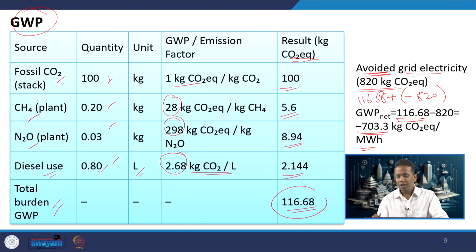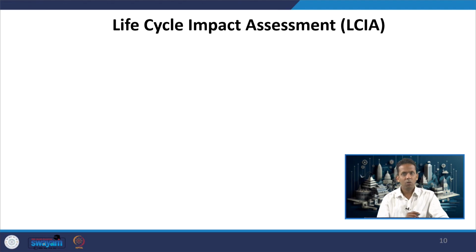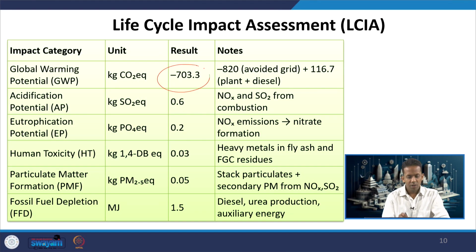Now, this avoided electricity and the avoided CO2 emissions associated with electricity will come only in the GWP impact category. Any other impact category is not dealing with CO2 here. Similarly, here 703.3 is for global warming potential. For acidification you have 0.6, and you can do similar calculations based on NOx and SO2 data from the life cycle inventory, using the characterization factor or emission factor to convert NOx into the common unit of kg SO2 equivalent and get this number.